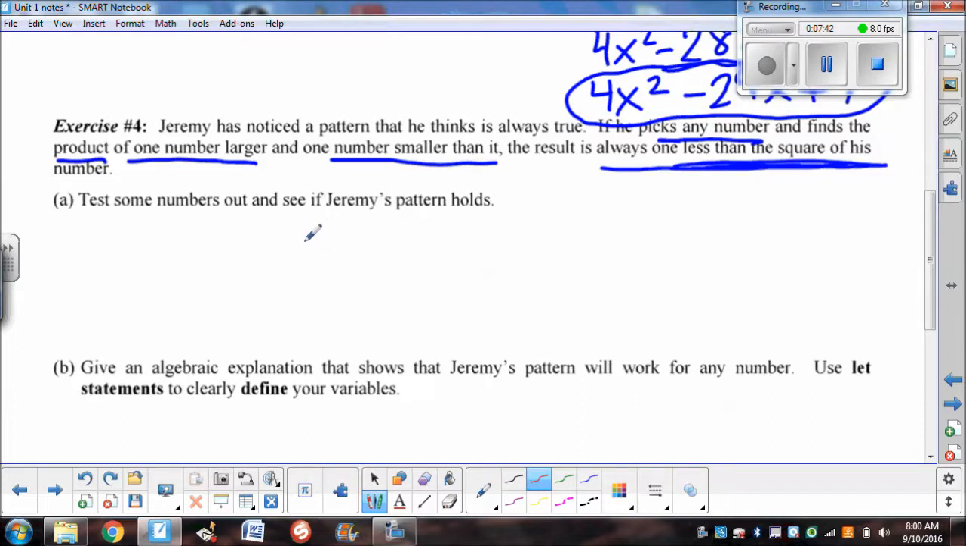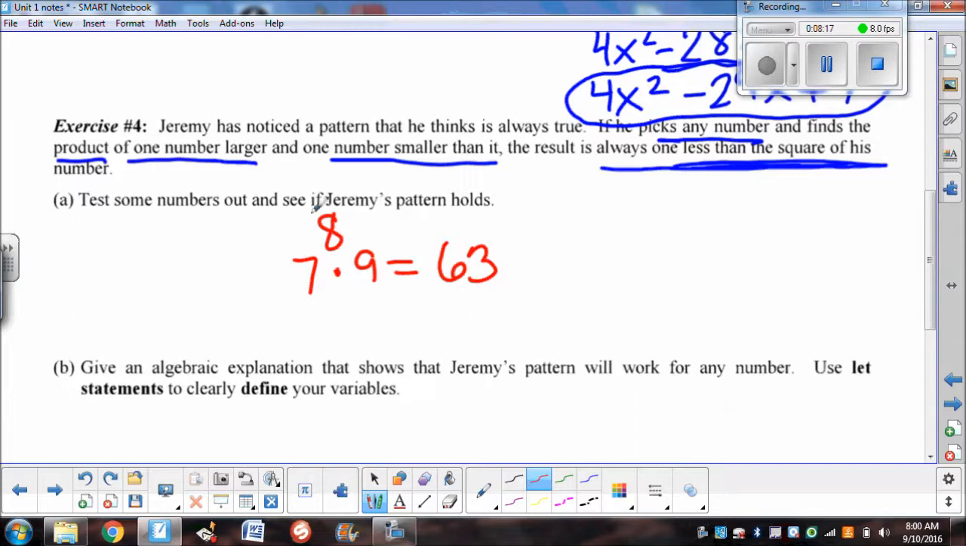Okay, he picks any number. I don't know, I'm going to pick number 8. He picks a number and finds the product of one number larger and one number smaller. So what number is larger than 8? 9. One number smaller than 8 is 7. And we find the product of those. So we just did all of this. So what is that product? It's 63.